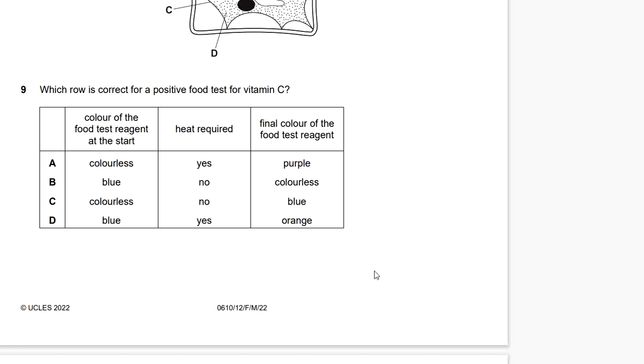For the food test, if you want to determine the amount of vitamin C, at first it should be blue and then it will become colorless. So the correct answer for this is letter B, because it does not also require heat when you want to test for vitamin C in the food that you will eat.